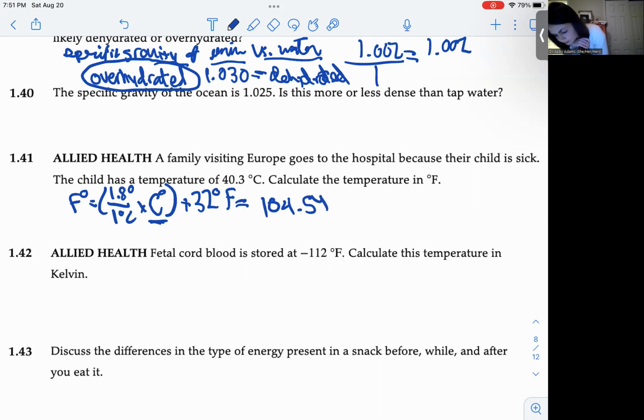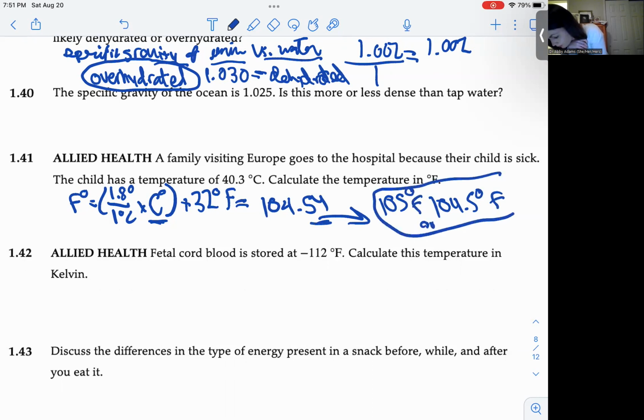But really, we could say 105 if we're going to go with our significant figures, but with temperatures, it's really okay to say 104.5 and do your rounding here. Degrees Fahrenheit. Okay, so this is acceptable for this answer.